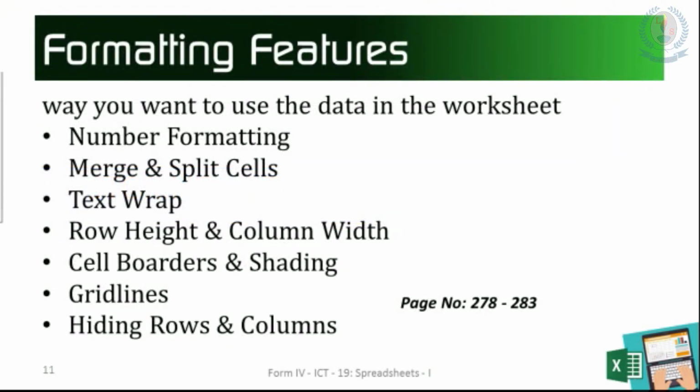In spreadsheets, these are the available formatting features you can use to show the data in a worksheet properly the way you want. You can use number formatting, merge and split cells, text wrap, row height and column width, cell borders and shading, grid lines, and hiding rows and columns. Additionally, I will teach you how to add rows and columns too. You can refer to page number 278 to 283.